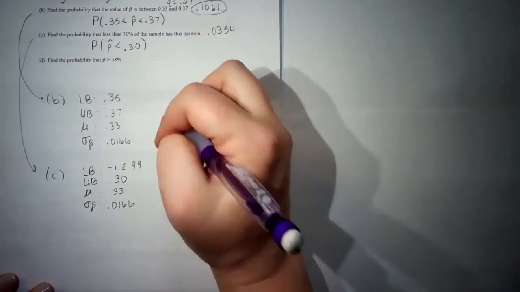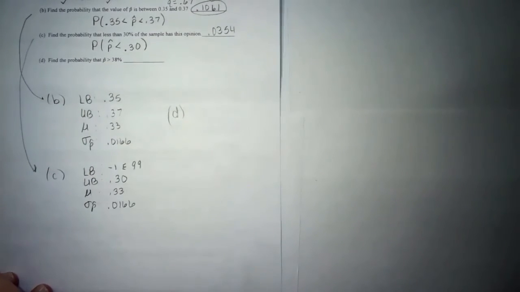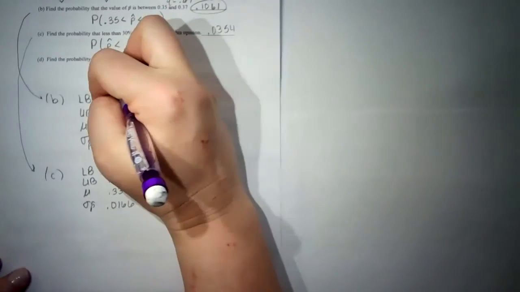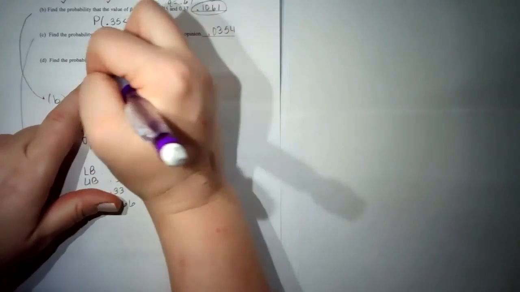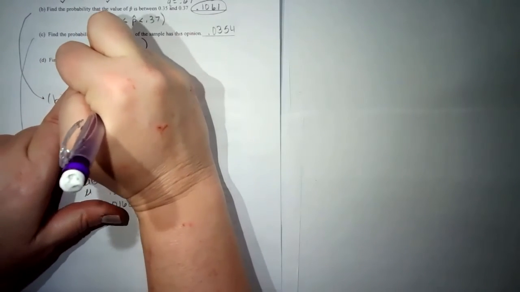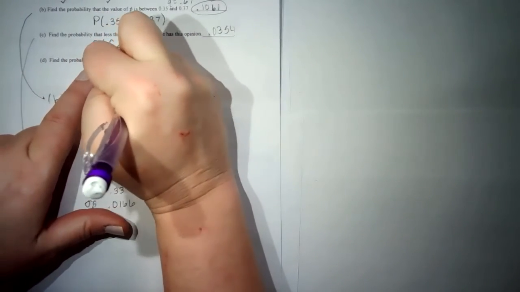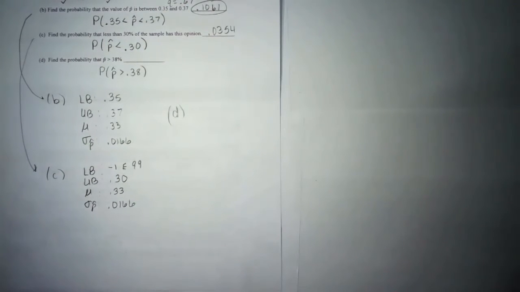And now we have part D. We want the probability that p hat is greater than 38%. Oh, look what they did to you. They threw a percent in there. They can't do that. I've got to change that to the probability that p hat is greater than 0.38.